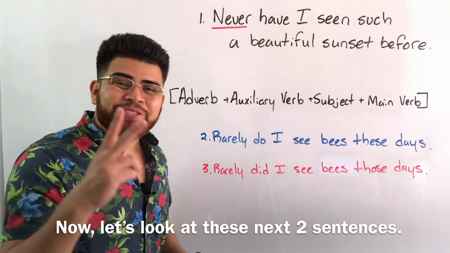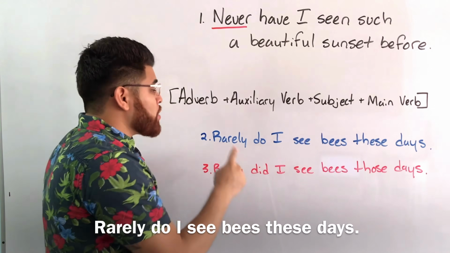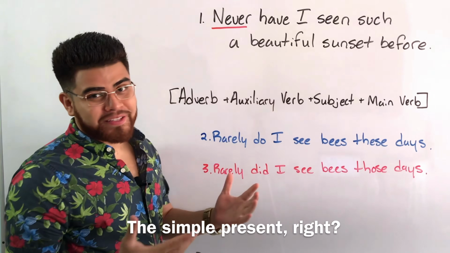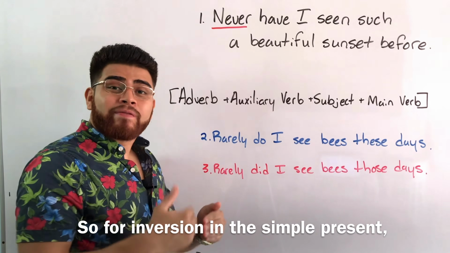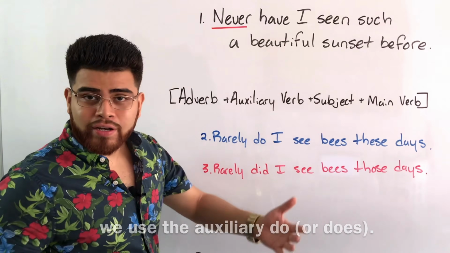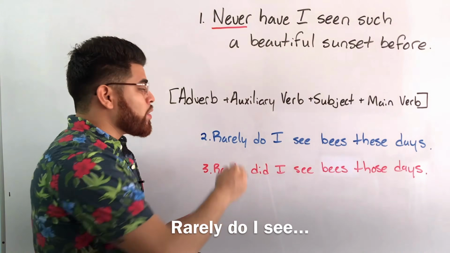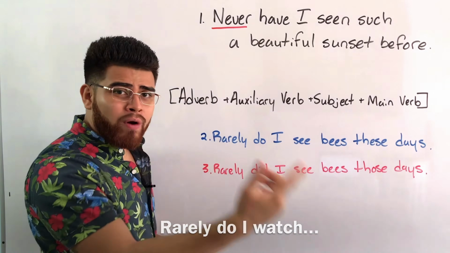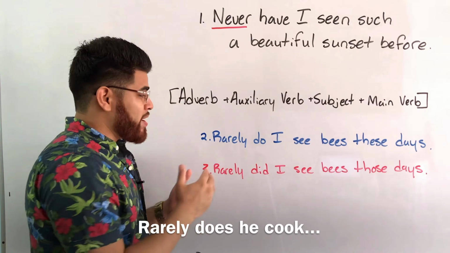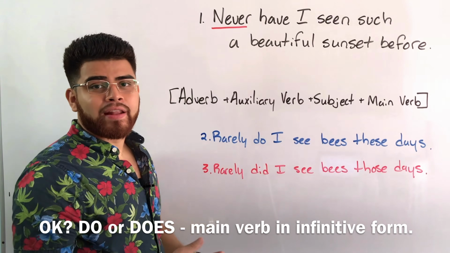Now let's look at these next two sentences. Number 2, rarely do I see bees these days. What tense is this? The simple present, right? So for inversion, in the simple present, we use the auxiliary do or does, and the main verb has to be in infinitive form. Rarely do I see, rarely do I watch, rarely do I cook, rarely does she cook, rarely does he cook. Okay? Do or does, main verb in infinitive form.